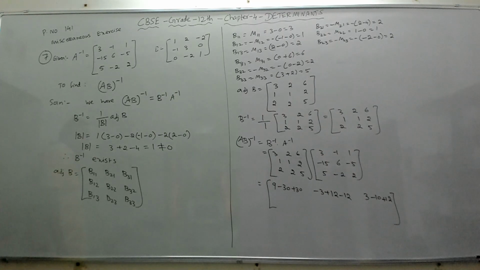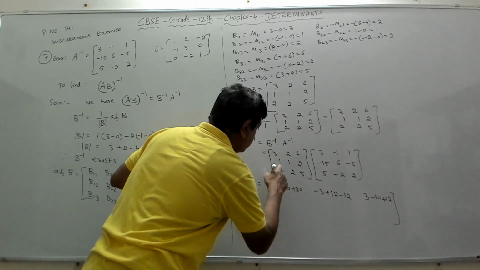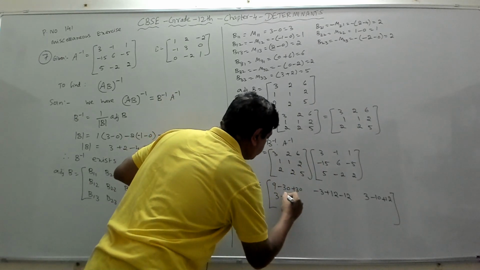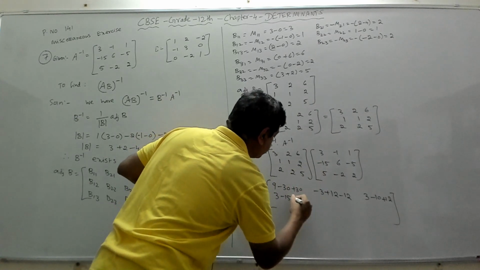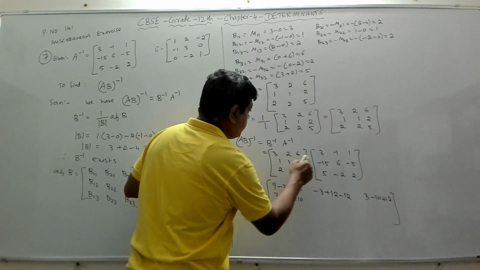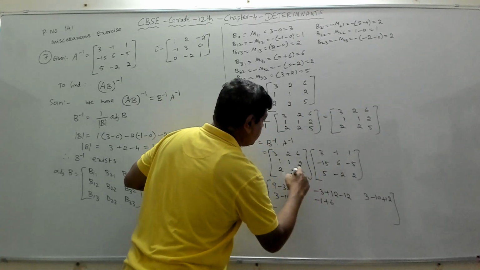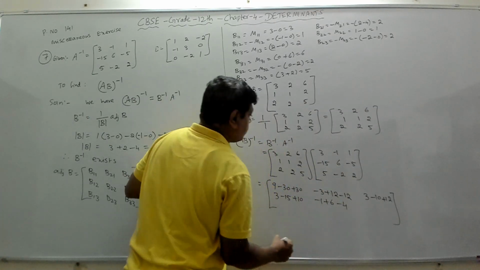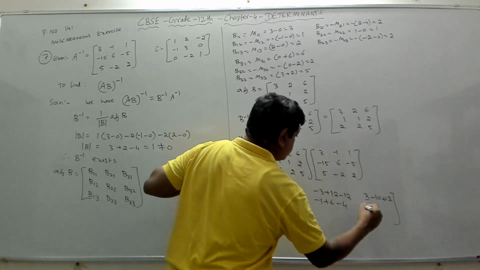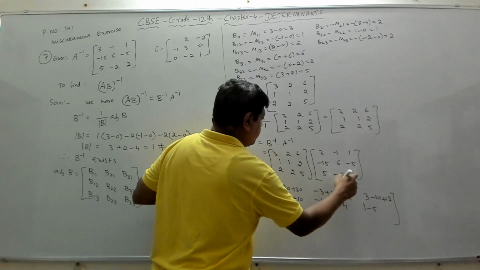Fine. So next, 1 into 3 is 3. Then 1 into minus 15 is minus 15. 2 into 5 is 10. Then 1 into minus 1 is minus 1. 1 into 6 is plus 6. 2 into minus 2 is minus 4. Then 1 into 1 is 1. 1 into minus 5 is minus 5. 2 into 2 is plus 4.